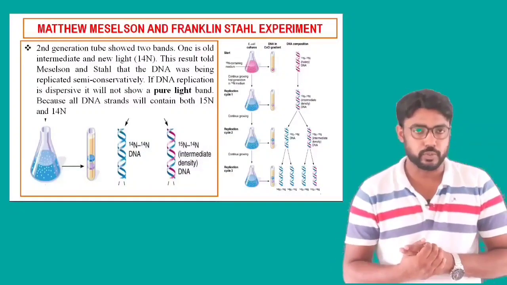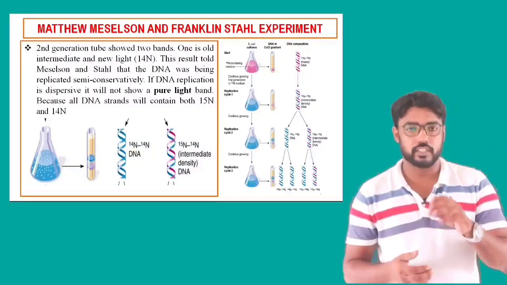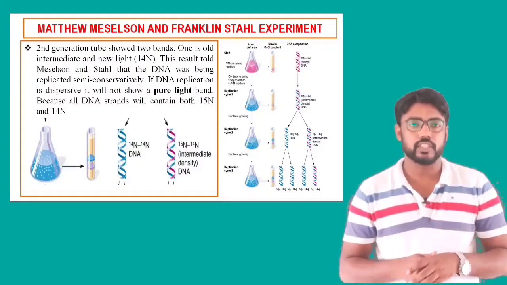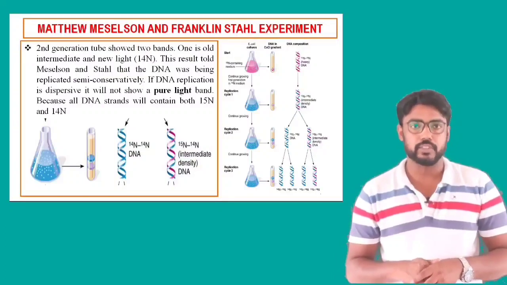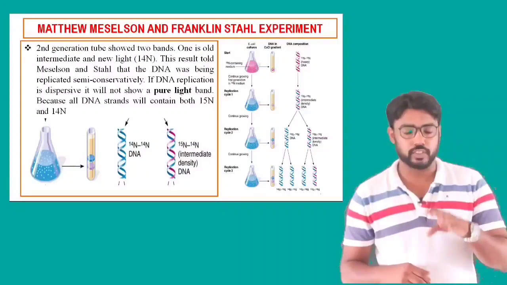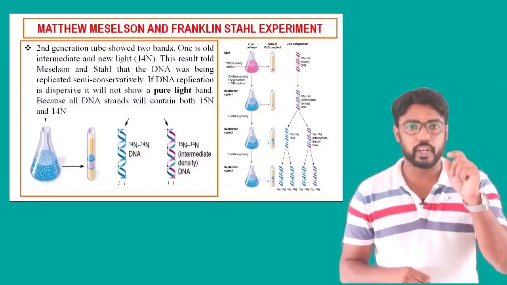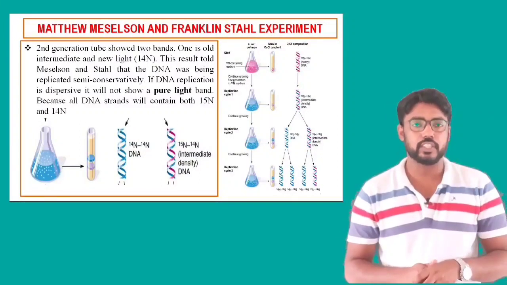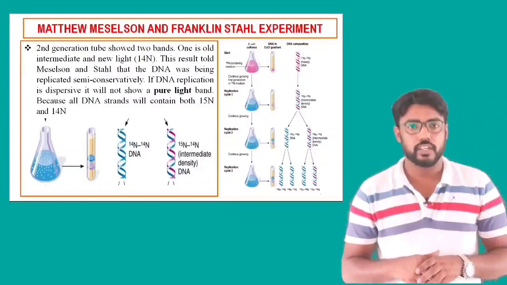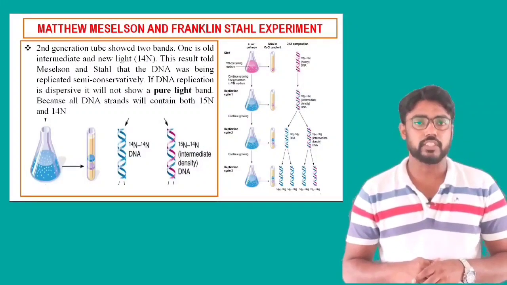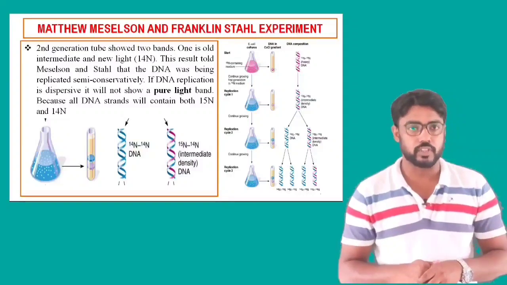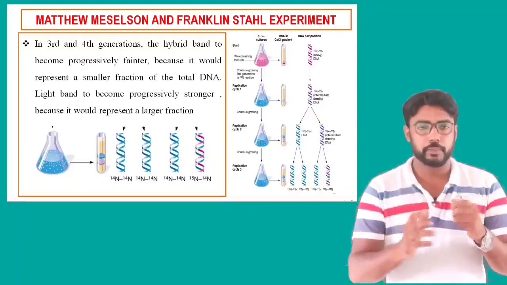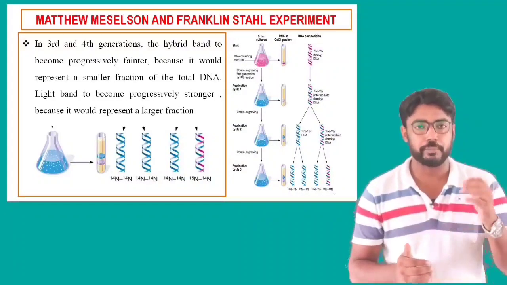That's why they said DNA replication is not a dispersive model. A dispersive model never gives a pure light band. That's why they said this DNA replication is semi-conservative. In the third and fourth generation, why does the intermediate band become faded and the light band become predominant?